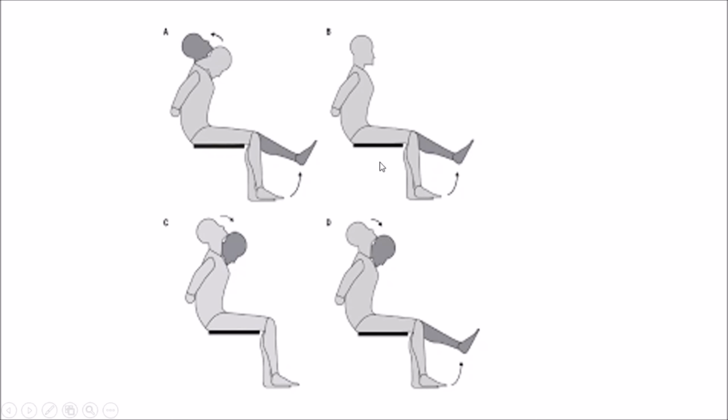Another is the slump test. In the slump test, the patient is sitting, and he bends the head so the chin touches the chest, and then he flexes the lumbar spine. At the same time, he extends the leg. So there will be pain or a tension feel while the patient performs the slump test.